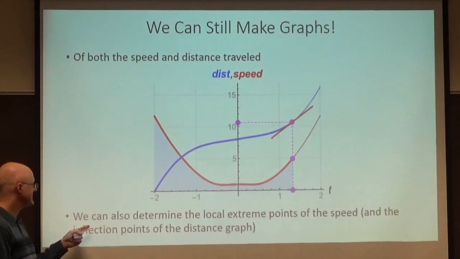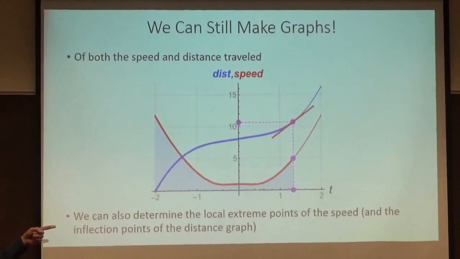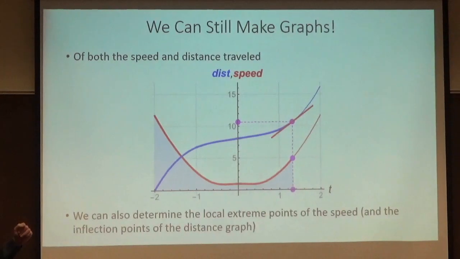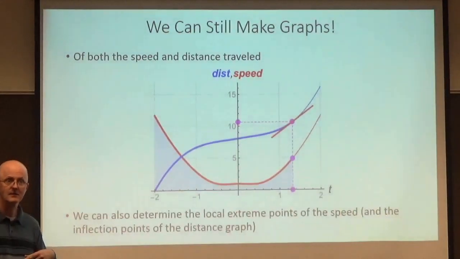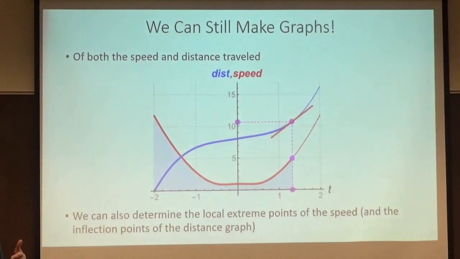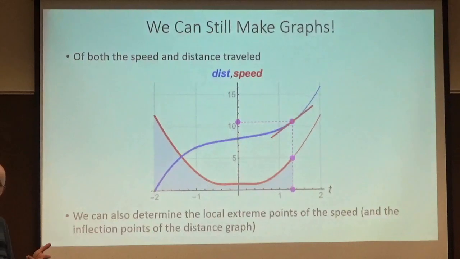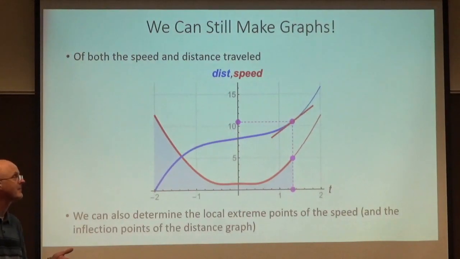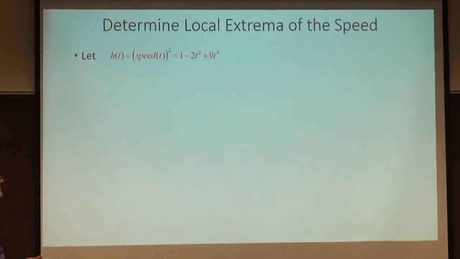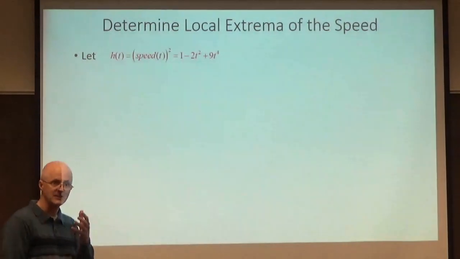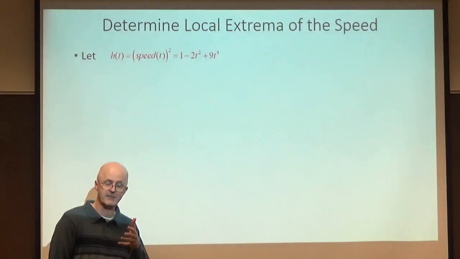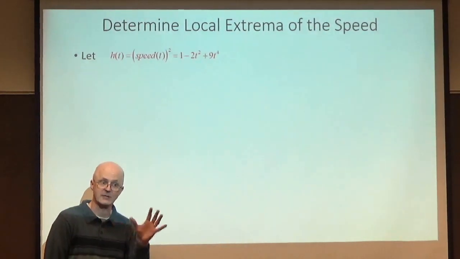We might want to answer these kinds of questions. We can determine the local extreme points of the speed and the inflection points of the distance by using methods from chapter 4 at the beginning: optimization, find critical points, use the first and second derivative test. Here's a slide with the details. I'm going to square the speed, because if I can minimize or maximize the square of the speed, that'll minimize or maximize the speed itself, and I can avoid square roots.